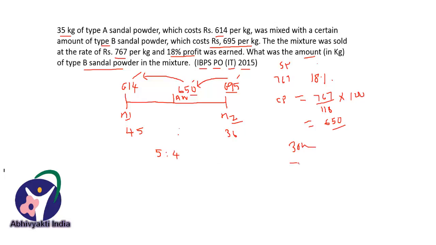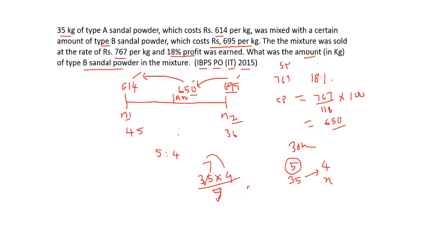So if one is 5, the other is 4. So if one is 35, what will be the other? So we multiply these two and divide by the first one. So it will be 35 multiplied by 4 divided by 5. So 5 sevens are 35, and so 7 fours are 28. So the B type of sandalwood should be 28 kg.